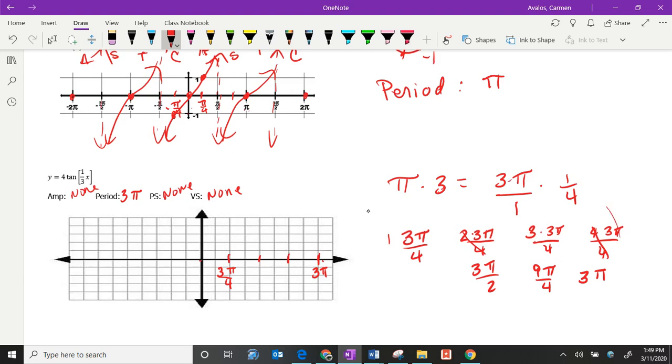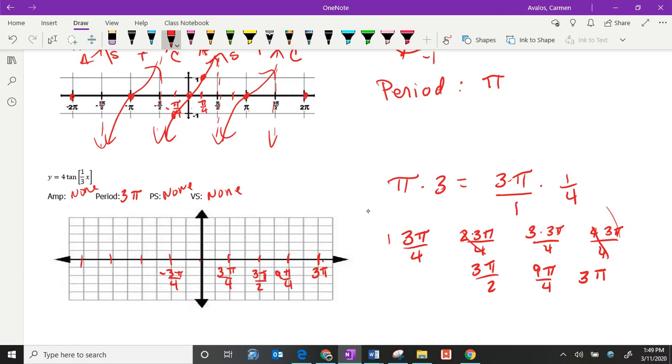So this is 3 pi over 4. This one here is 3 pi over 2. And this one here is 9 pi over 4, and then 3 pi. And then I could do the same thing on the other side. They're going to be equivalent, except they're going to be negative. And so that's what I've done. I just stretched it because this is 3 pi, so 1 pi is around over here.